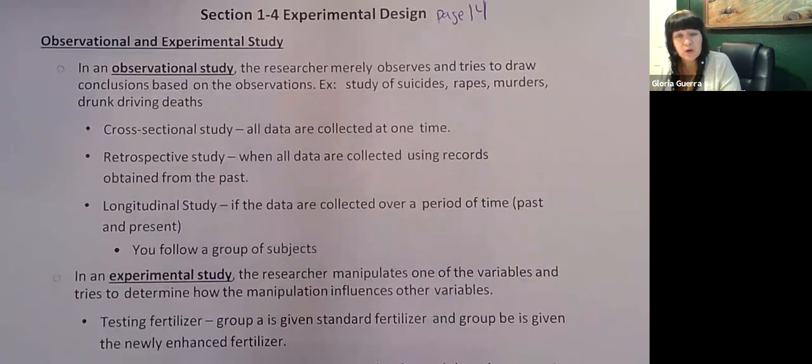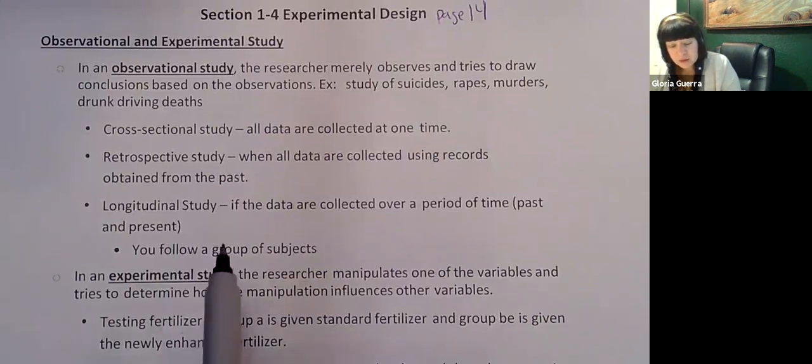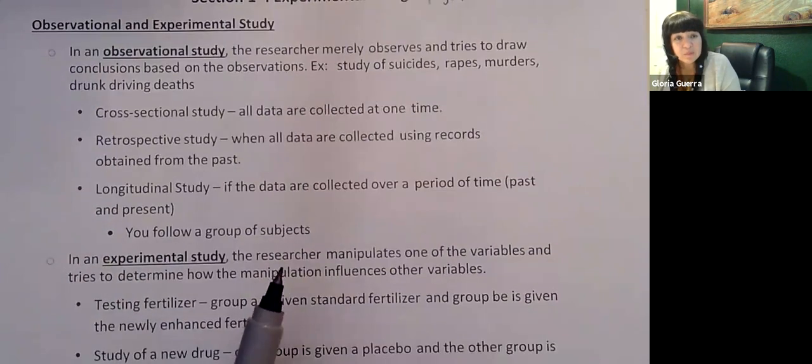And they have cross-sectional studies. Those are studies where data are collected all at one time. Retrospective studies, when all the data are collected using records obtained from the past. Longitudinal studies, where the data are collected over a period of time, like past and present. And then it says here, you can follow a group of subjects in the longitudinal study.